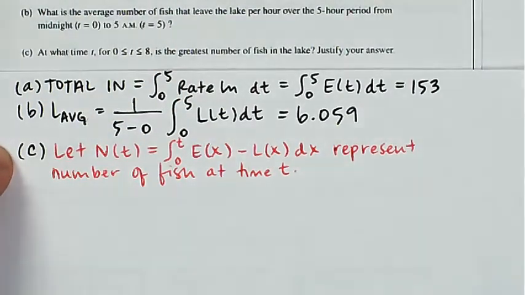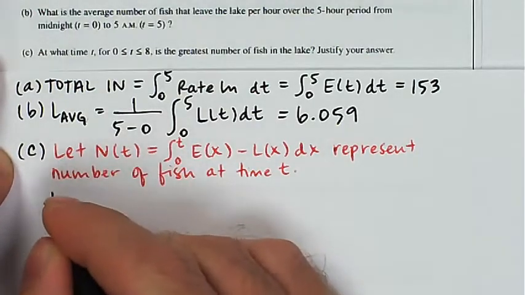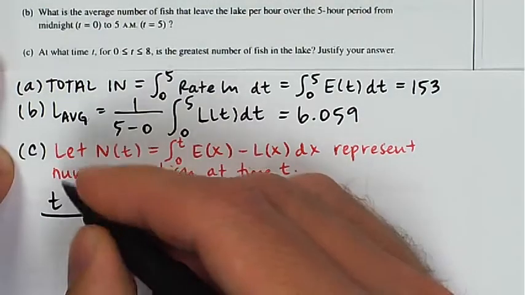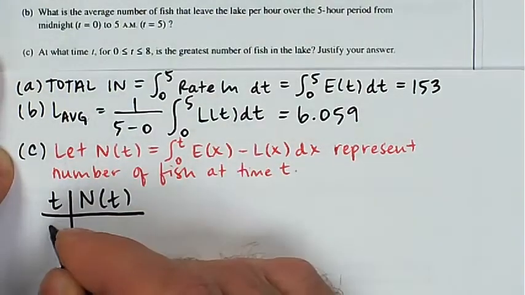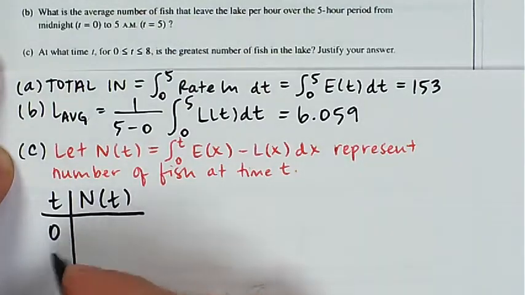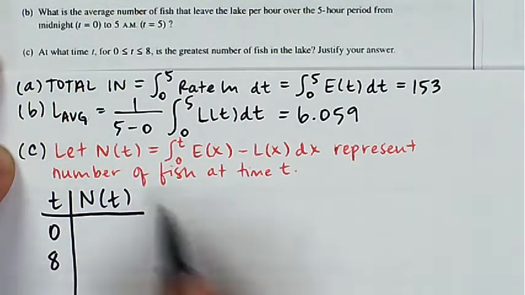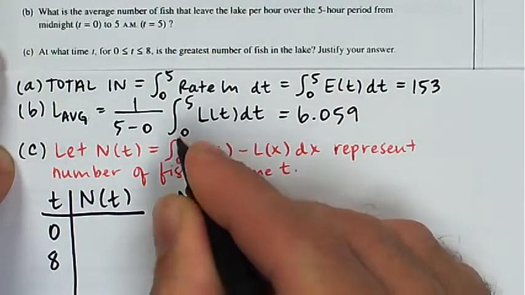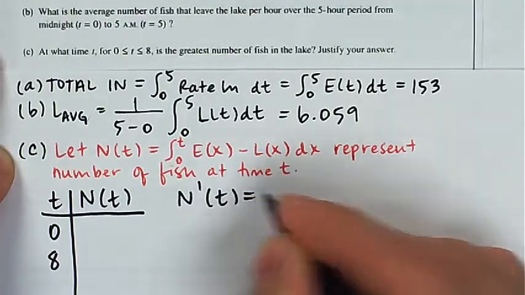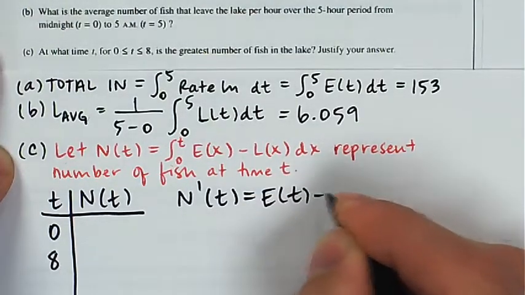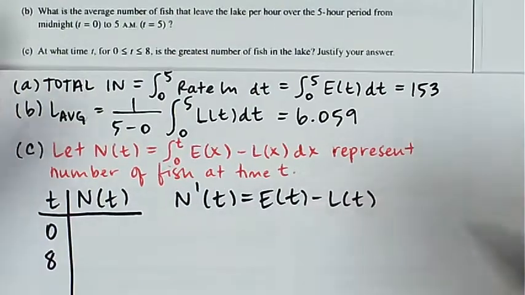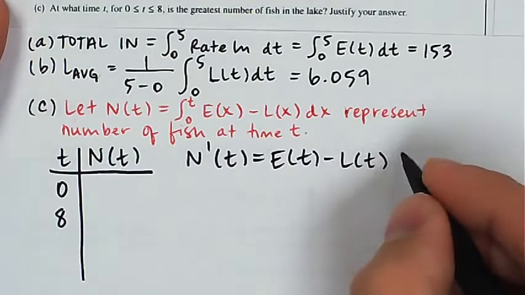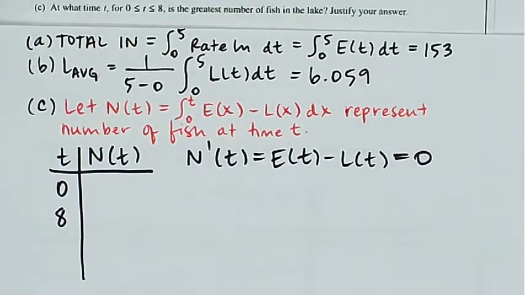Okay, so I'm interested in considering t and n of t. I need to consider 0, I need to consider 8, and I need to consider any place where n prime of t equals 0. Well, I'm going to need to write n prime of t. That's where I take t and I throw it in wherever I see the dummy variable. And that would be E of t minus L of t, or we just know that the rate of change in the number of fish in the lake is going to be rate in minus rate out. I'm interested in where this is equal to 0 on the interval 0 to 8.